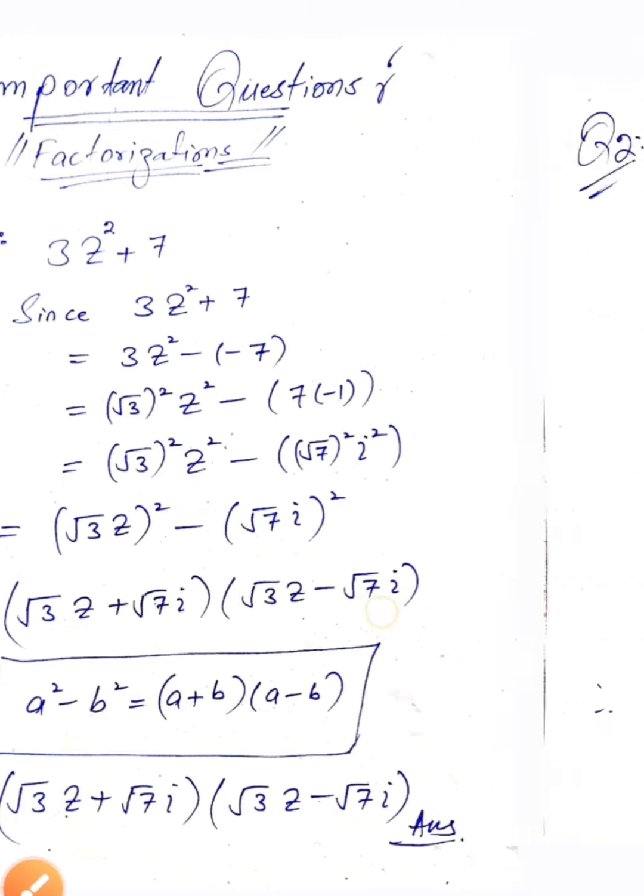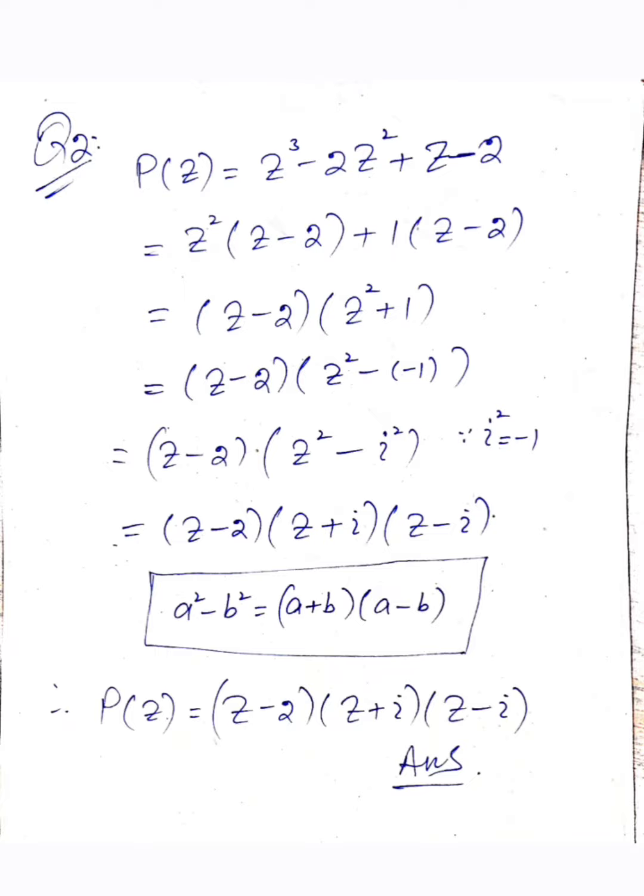Now move to the next question. So our next question is p of z, meaning polynomial, and the polynomial which we are going to factorize is z cube minus 2z square plus z minus 2. Now in the first two terms we see clearly that z square is common, so we take z square from the first two terms, and from the next two terms we get plus 1 common. So in the next step, z minus 2 is common, z minus 2 is common, z square plus 1. Now we are going to factorize z square plus 1 into two factors.